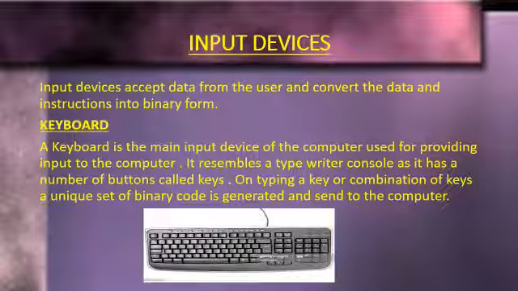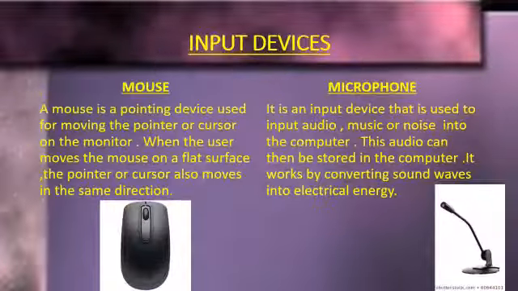On typing a key or combination of keys, a unique set of binary code is generated and sent to the computer. There are different types of keys on the keyboard. They are alphabet keys, number keys, function keys, special keys, etc. Mouse. A mouse is a pointing device used for moving the pointer or cursor on the monitor.